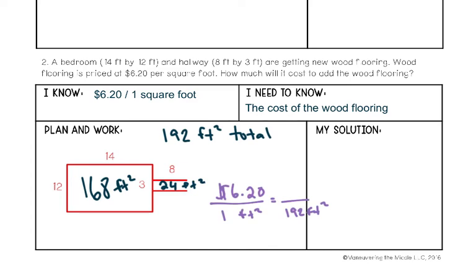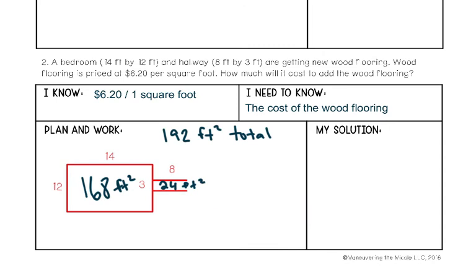When you set this up like a proportion, you know that it's $6.20 per 1 foot. So you set up an equivalent fraction over to the right, where square feet is on the bottom. The total we need is 192. So when you look at it like this, you're going to cross multiply to find your missing value. So we are going to multiply 192 times 620.